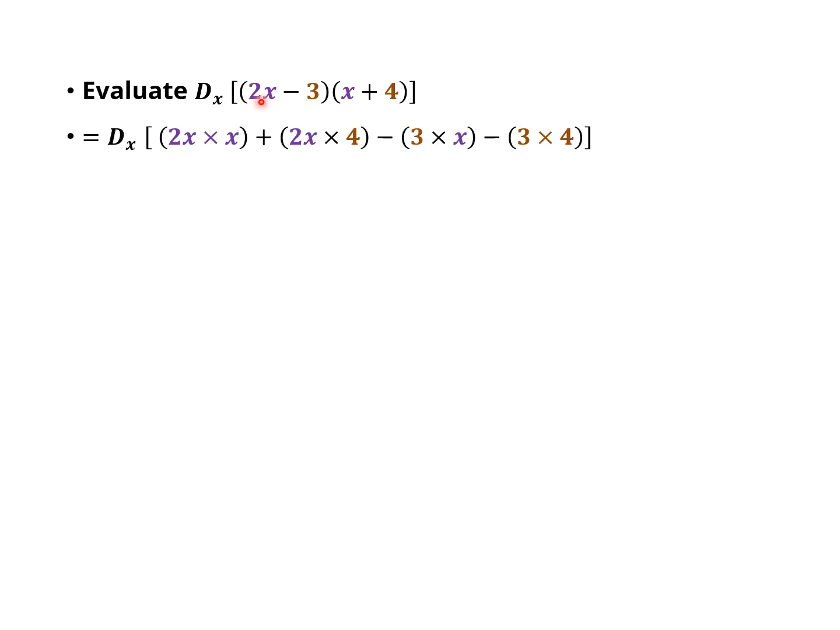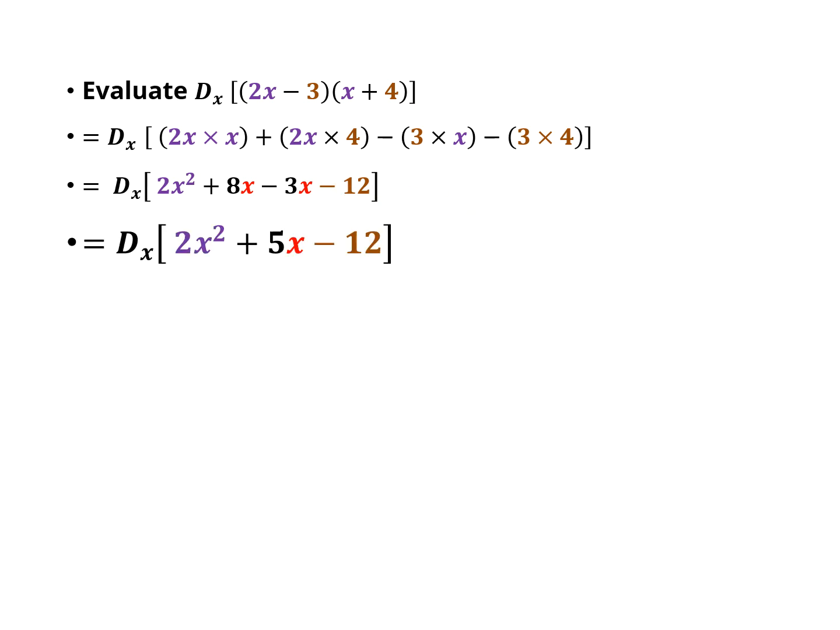So it's going to become 2x times x, 2x times 4. I'm writing out the whole process. Minus 3 times x, minus 3 times 4. So that will give me 2x squared plus 8x minus 3x minus 12. And the two middle ones are always like terms. So 8 minus 3 would then give me 5x, right? And that simplifies to 2x squared plus 5x minus 12.